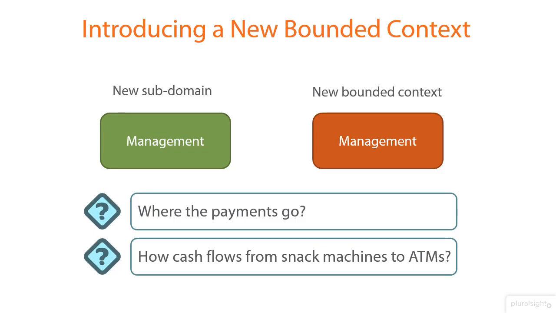Let's say the domain expert replies that the money charged from the user's bank cards goes to our head office's bank account. And when we need to transfer cash from a snack machine to an ATM, we don't do it directly, but rather move it to the head office first and only after that send it to the ATM. Having this information in hand, we can start implementing the new functionality.